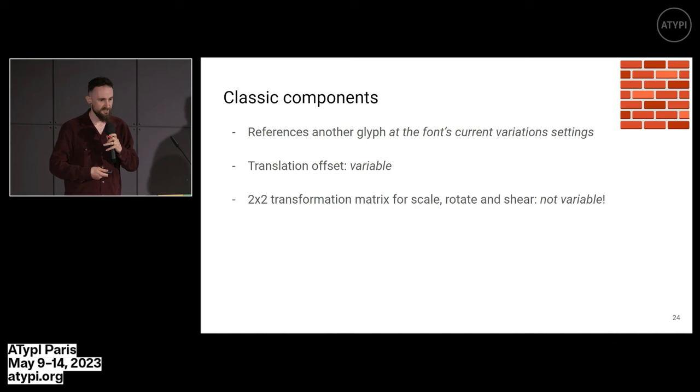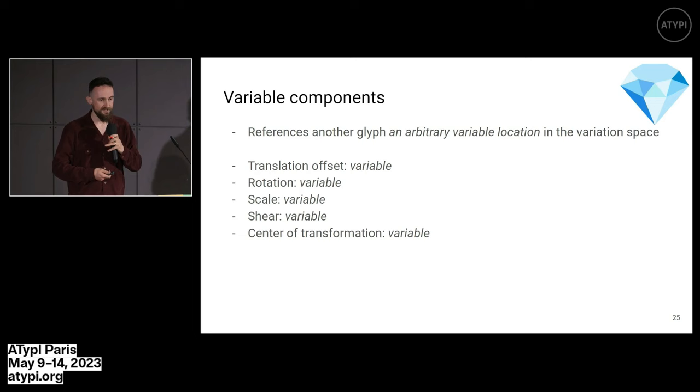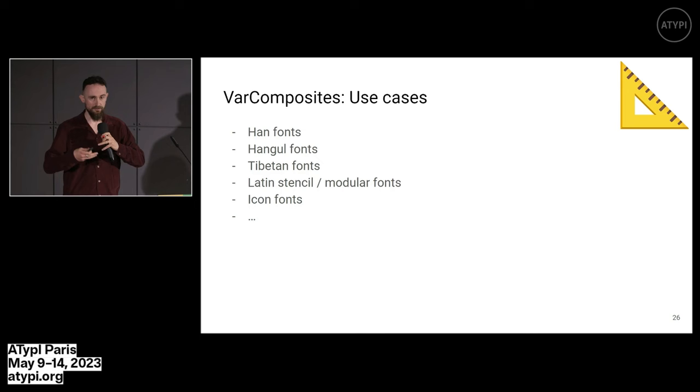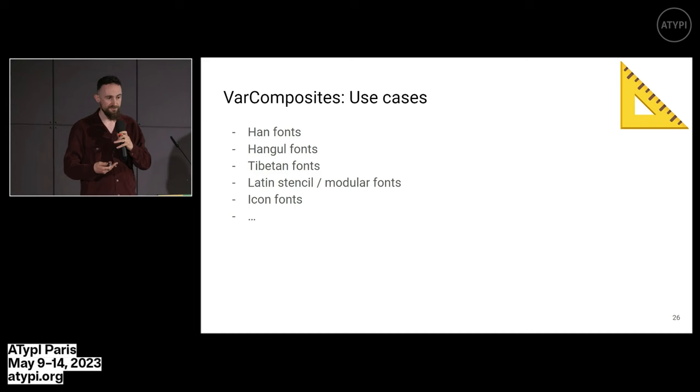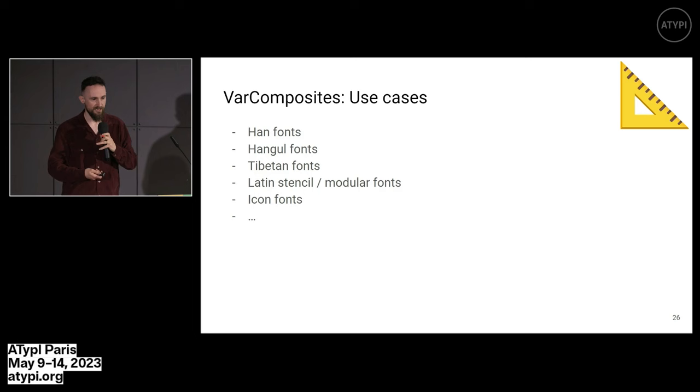The way that classic components from TrueType work with variations is that, in fact, the translation offset works, but the other kinds of transformations are not available. And so with variable components, the proposal brings those back so that all of those different kinds of transformations are possible, and that the composite can be referencing variations through the design space. So again, there's lots of use cases for this. East Asian fonts, lots of the world's writing systems can benefit from this. And even the Latin writing system with an ASCII glyph set, you could see a lot of benefits of this, from stencil designs, icon fonts.